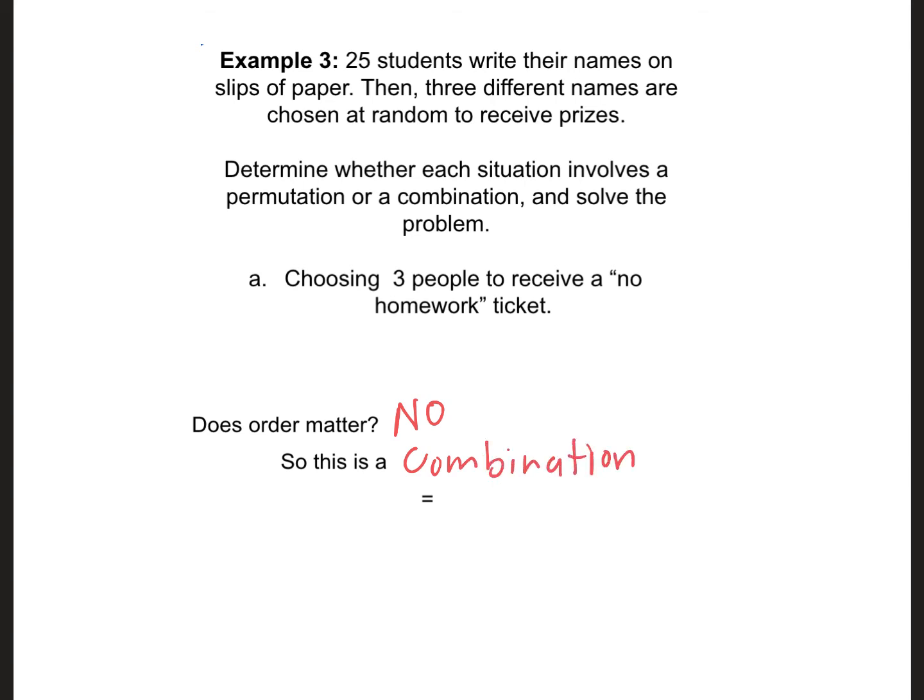Again, remember when we're doing our combination, we're doing nCr. n is going to be our total, so in our case, 25. And then we're going to choose 3 people to get the homework tickets. So our r value is going to be 3. So we have 25C3. Again, at this point, we're going to go ahead and just type that into our calculator.